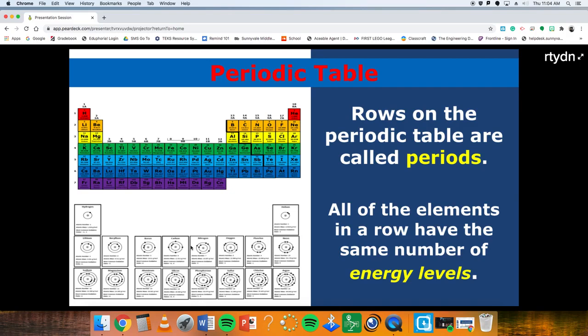And then I also talked about the rule of 288. How many elements are in the first row? 2. How many are in the second row? 8. How many are in the third row? 8.